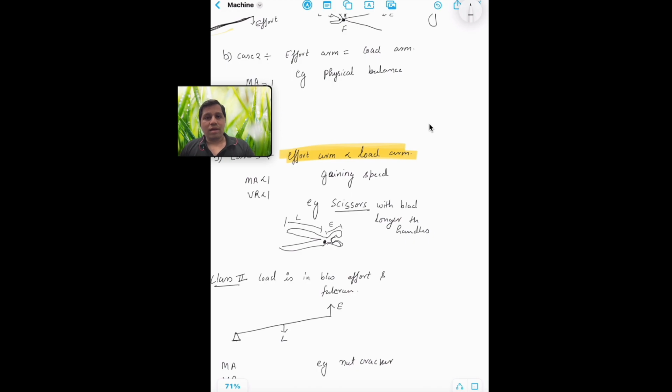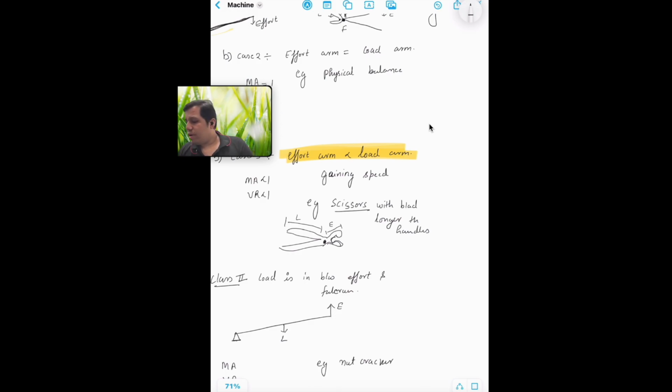As you can see, if you have effort arm less than your load arm, you are able to have a gain in speed. Gain in speed is basically that you are making a larger displacement on the load side by making a smaller displacement on the effort side. So you are making a less displacement and getting a larger displacement at the load side. That's why in this case the machine is used as a speed gainer.